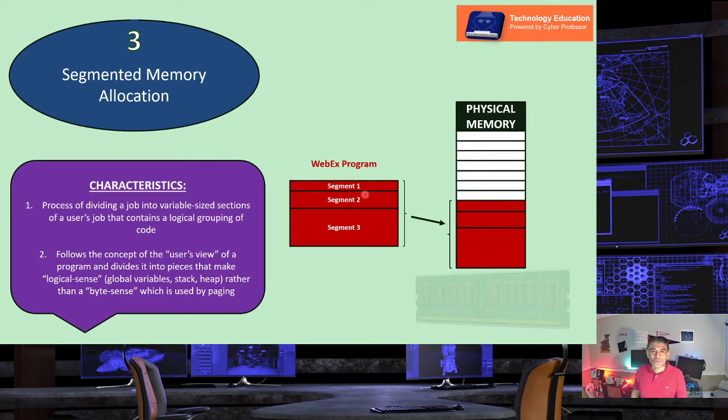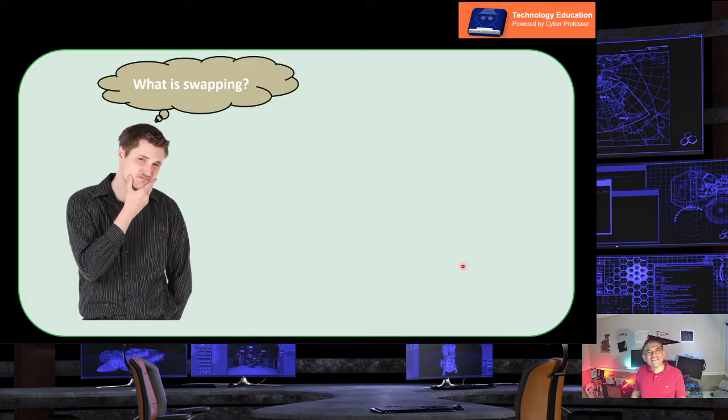With segments, we can divide our jobs, as the one depicted here in the middle, being the WebEx program, into different size units. In this memory allocation system, we call them segments. So that is why you have the WebEx program or job divided into 3 different size segments that are called segment 1, segment 2, and segment 3. And as far as the memory space that is allocated to these segments, you see them depicted here in physical memory on the right.